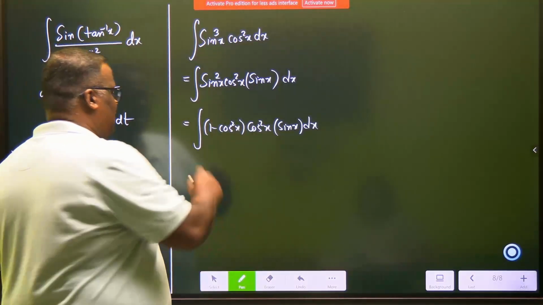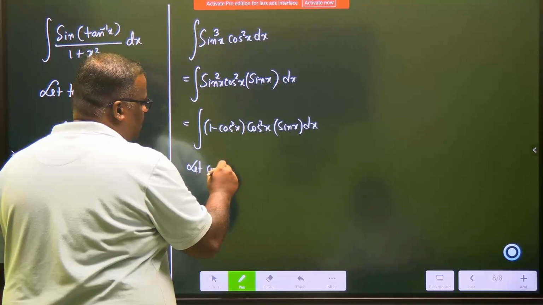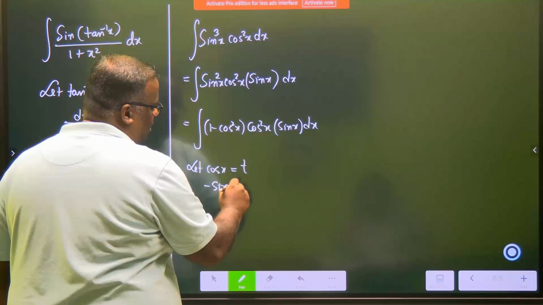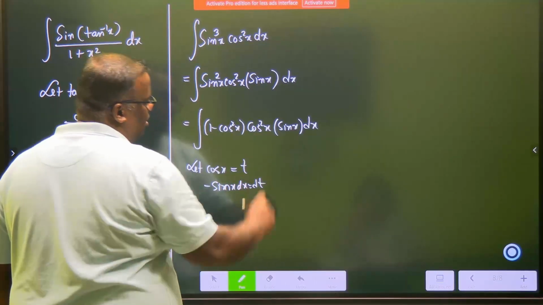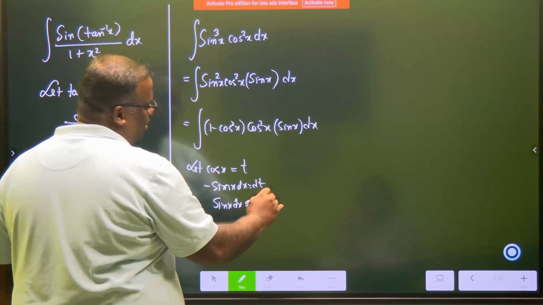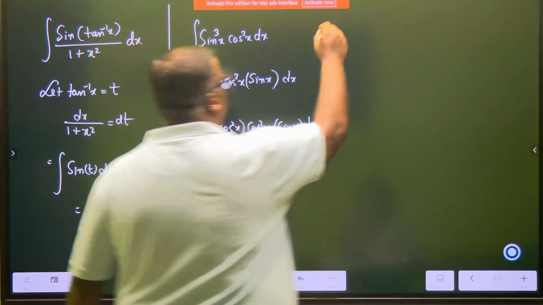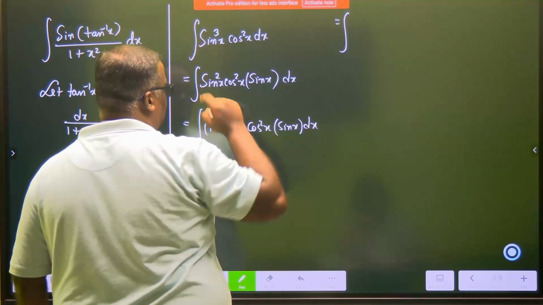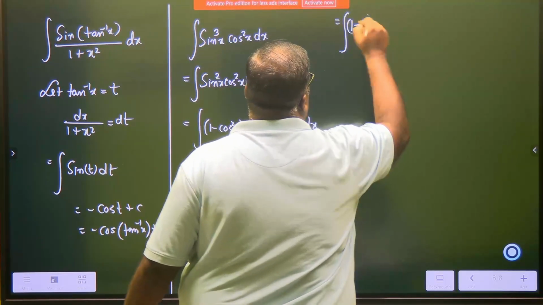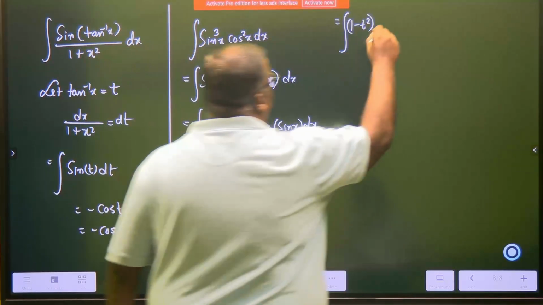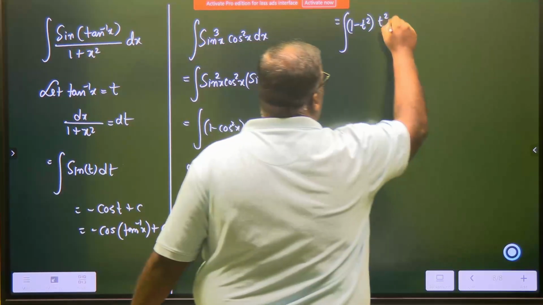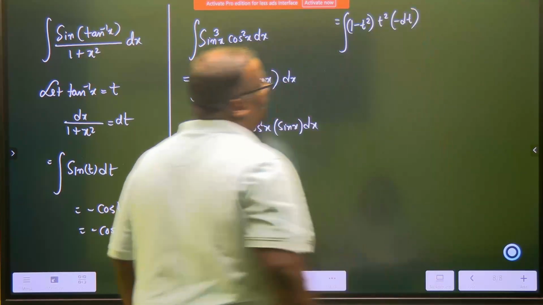Just see. Let cos x be equal to t. Negative sin x dx is equal to dt. Therefore, sin x dx is equal to negative dt. Agreed? So let me put my integral. 1 minus cos square x is 1 minus t square, multiplied by another t square, and then sin x dx, which is a negative dt.